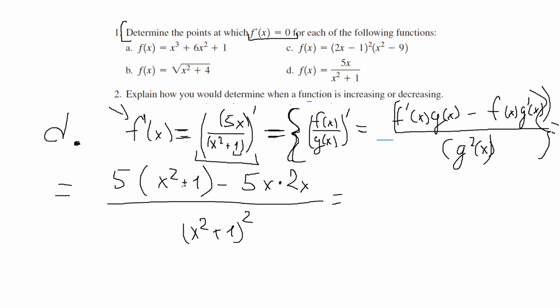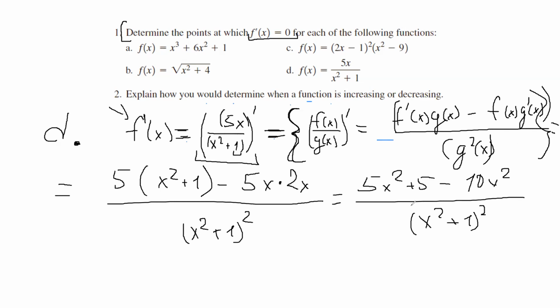Yep. So now let's go ahead and open the brackets. We're going to have 5x squared plus 5, subtract 10x squared, over x squared plus 1 squared. Now, next step, we're going to have 5 subtract 5x squared for the numerator, over x squared plus 1 squared.